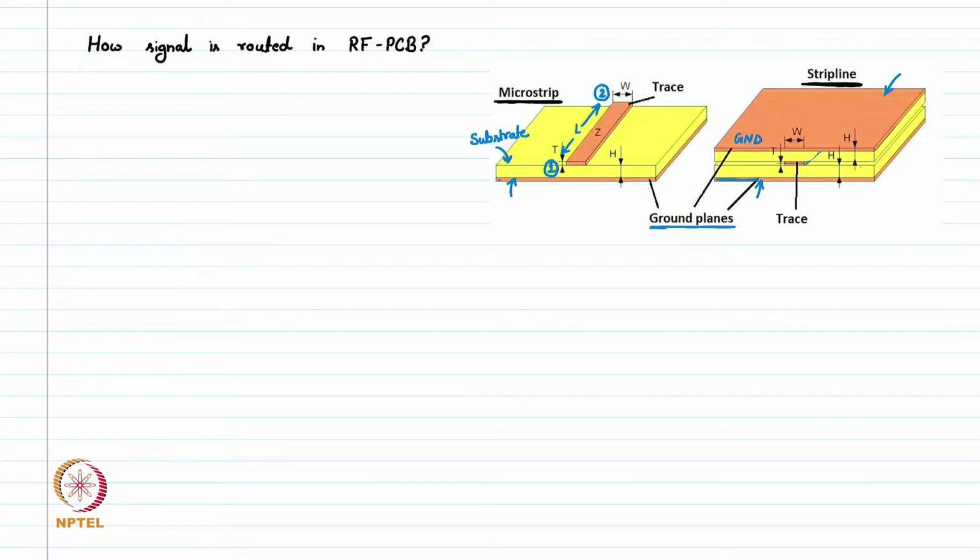This line is also going like this in the middle layer. It's not on the top layer or the bottom layer, so I am drawing it by a dotted line. This is the length of strip line from point 1 to point 2. It can carry the signal, and the signal will be traveling across the length of this strip line. So this is how the strip line looks. These are the two ways the signal propagates in RF PCB, using microstrip or stripline.